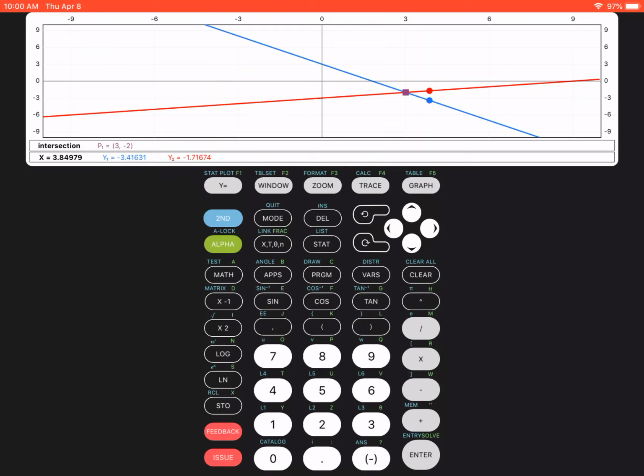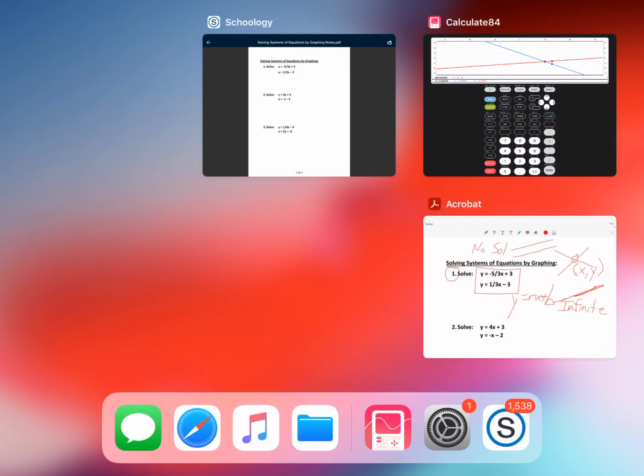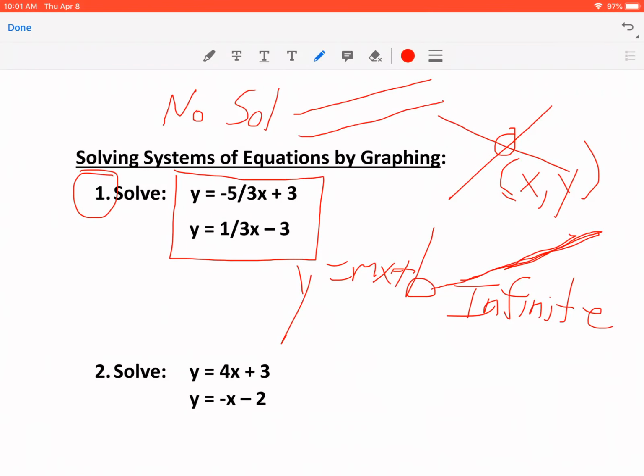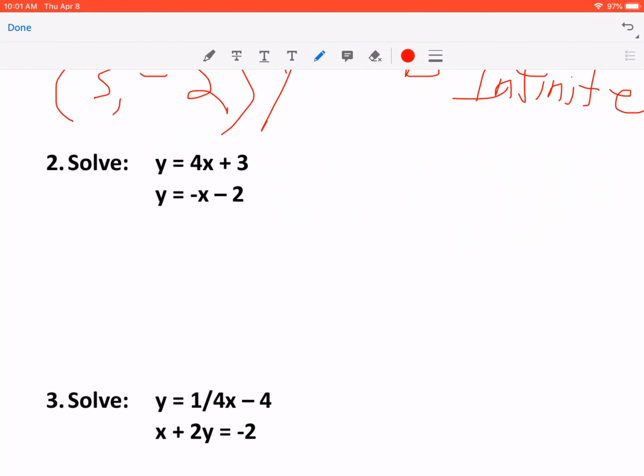All right. So again, on your calculator, all you need to do is hit second calc intersect, which is number 5, and just hit enter 3 times. It'll give you the answer right there. Okay. So that answer, where these two hit each other, was at the coordinate 3 and negative 2. All right, I'm going to go to number 2.